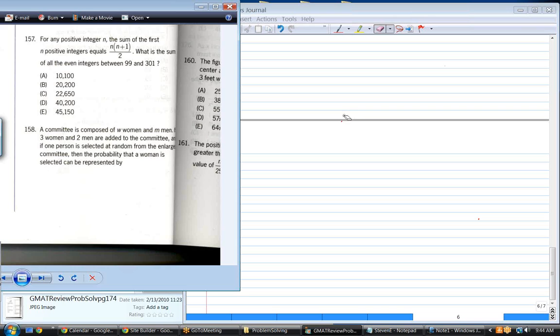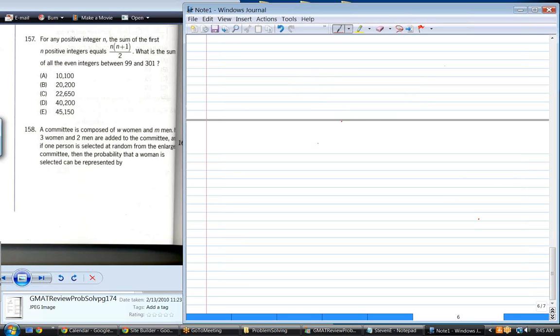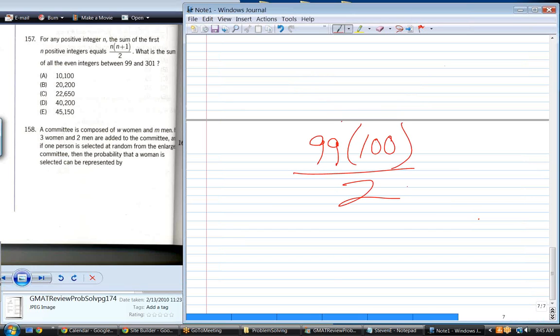It would be 100 plus 1 times 100 over 2. Between 0 and 99, so n would be 99. So it would be 99 times 100 divided by 2. Don't you add 1 when it's inclusive? Like the 0 would be a number to add to 99?